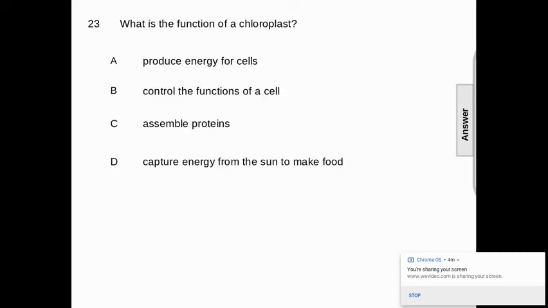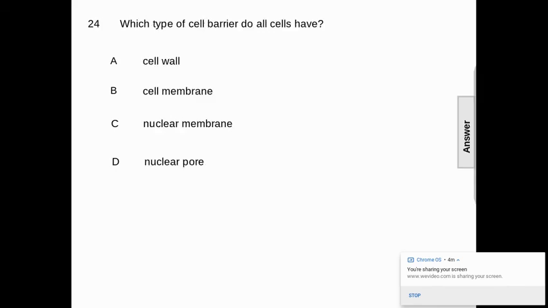23, what is the function of the chloroplast? I'm going to read them all. Does it produce energy for the cells? Does it control the functions of a cell? Does it assemble proteins? Or does it capture energy from the sun to make food? The answer is D, it captures energy from the sun to make food.